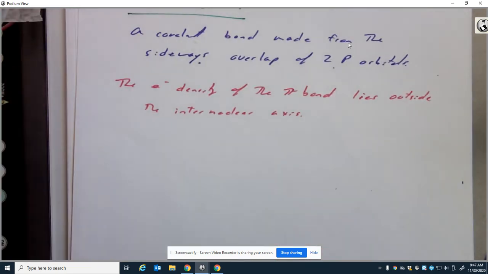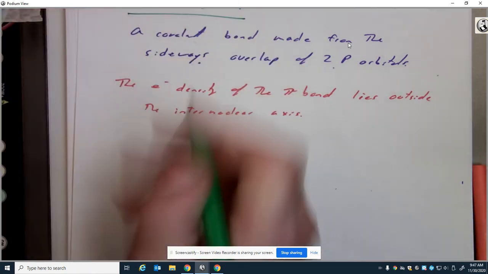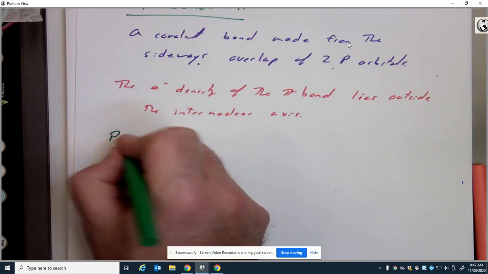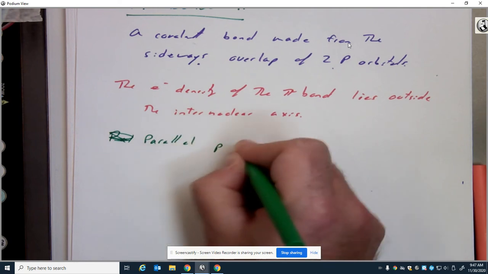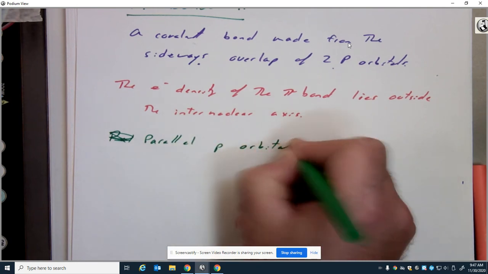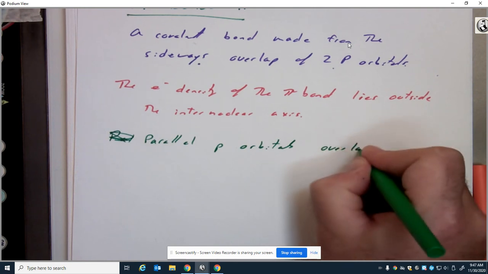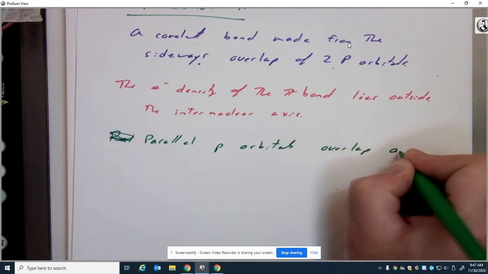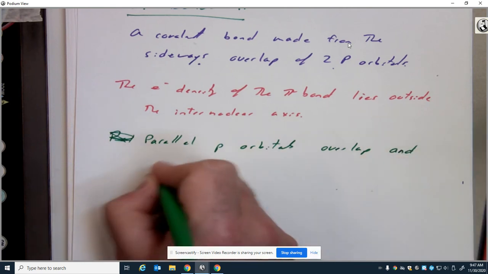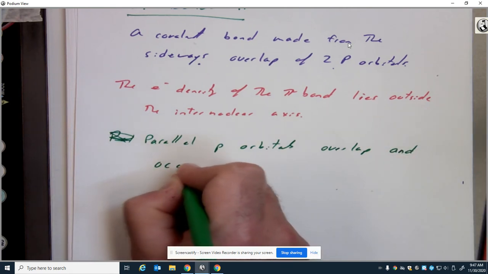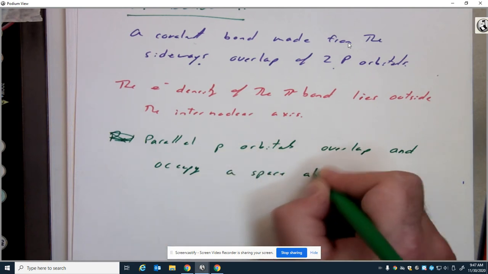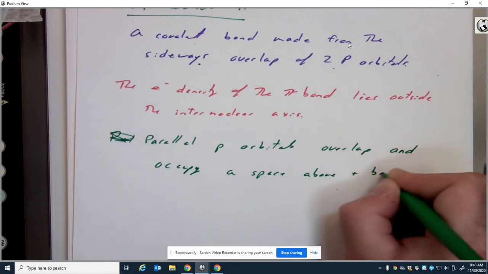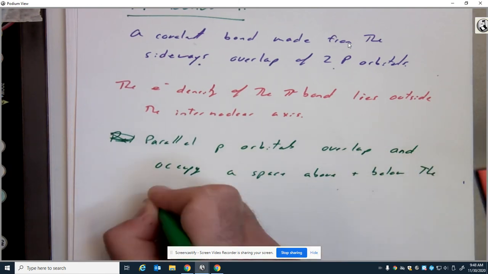So in a pi bond, parallel p orbitals overlap and occupy a space above and below the internuclear axis.